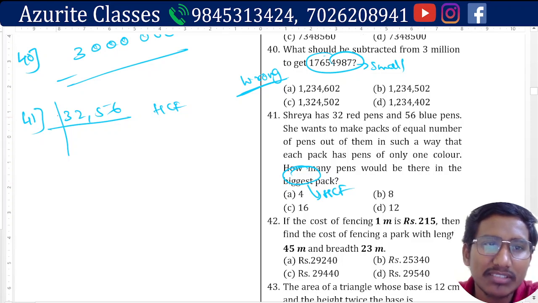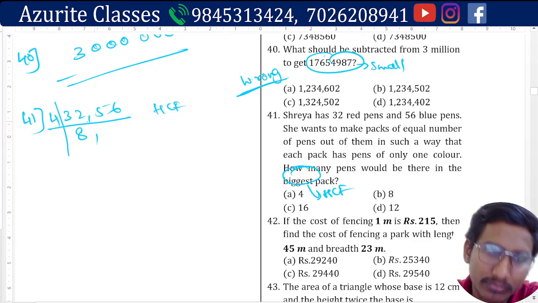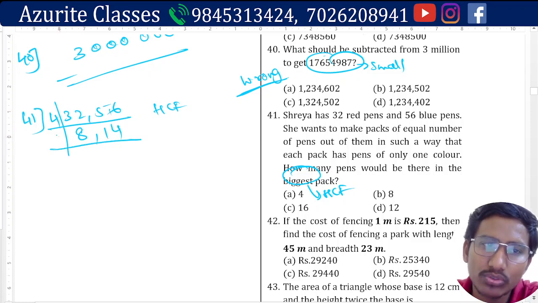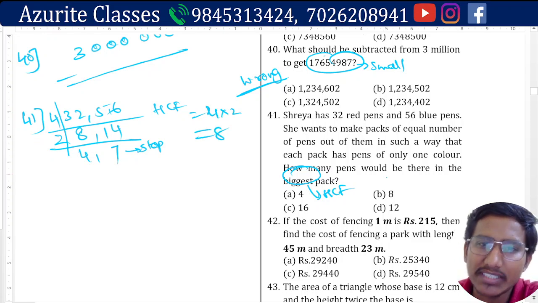So HCF of this: 4 will divide, 4 8s are 32, and 4 14s are 56. Dividing by 4 gives 8 and 14. Now again 2 you can divide: 2 4s are 8, 2 7s are 14. Now there is no common factor, stop. So HCF will be 4 times 2, which is 8. So 8 will be the HCF. That is the answer, option B.